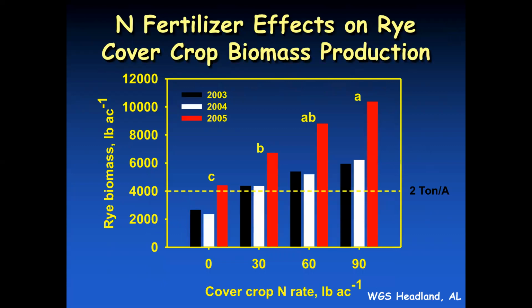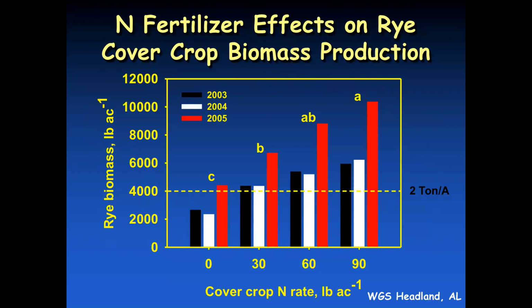My rule of thumb is most of the time you want to have at least 2 tons per acre of cover crop biomass out there to really make it worthwhile. You can see this is a slide of some fertilization of cereal rye, and with zero nitrogen, 1 year was able to barely make it over 2 tons per acre. Adding just 30 pounds of nitrogen per acre tremendously boosted the amount of biomass that was produced.